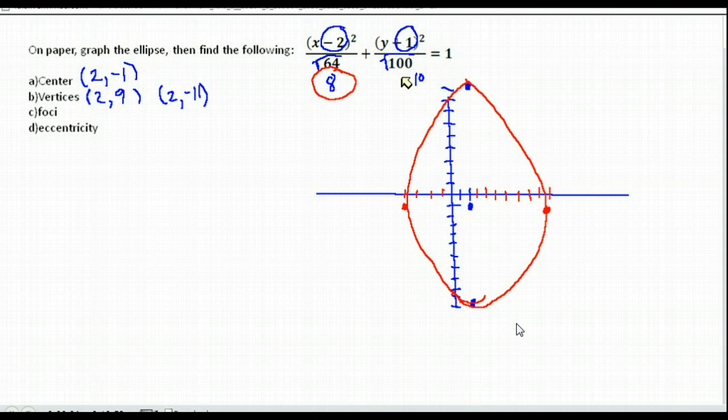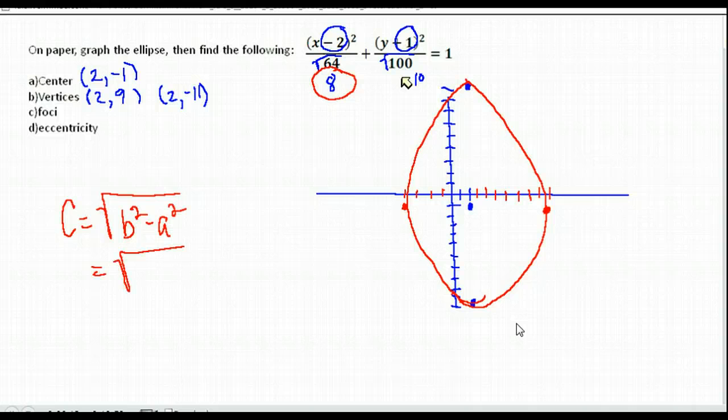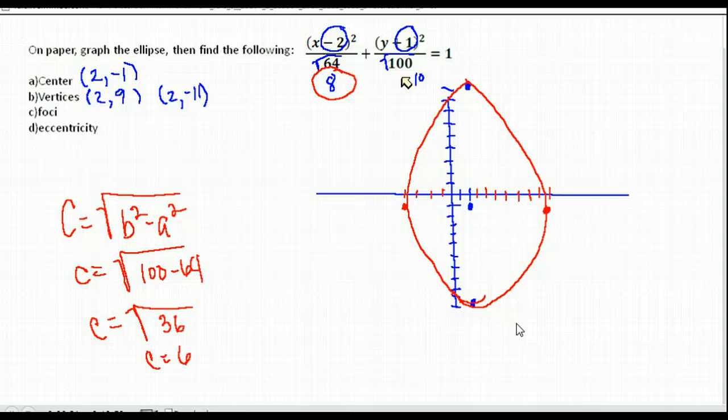The focus point is determined by C, and C in this case is the square root of b squared minus a squared. Again, always the larger minus the smaller. B squared was 100 and a squared was 64, straight from our equation. So we get the square root of 36, which is 6. Our C is 6. Again, you want to stay with the major axis, which was going up and down.